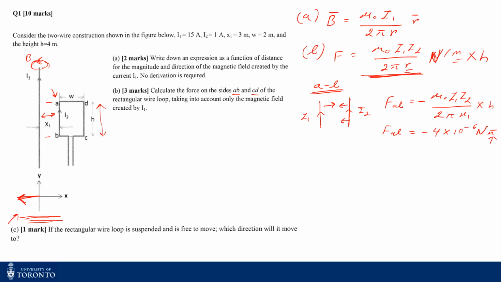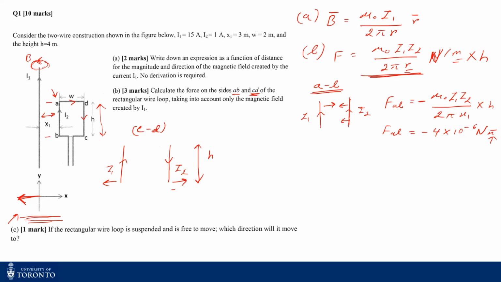Now, what's the force on side CD? For side CD, remember my I1 is going upwards, but because the current is flowing in the clockwise direction, for CD the current has to go in the downward direction. So I2 is going downward for CD with the same length h. Therefore, since the current directions are opposite, I will have forces acting like this.